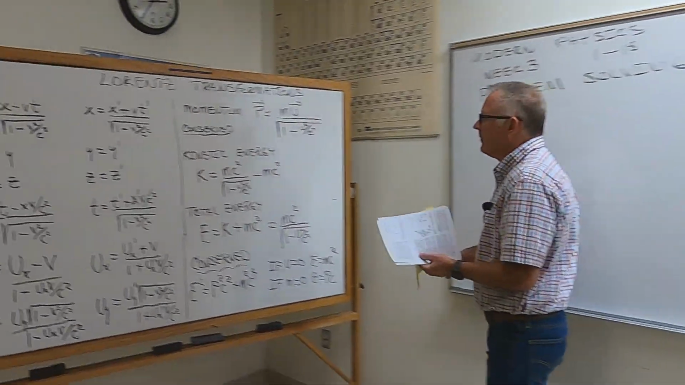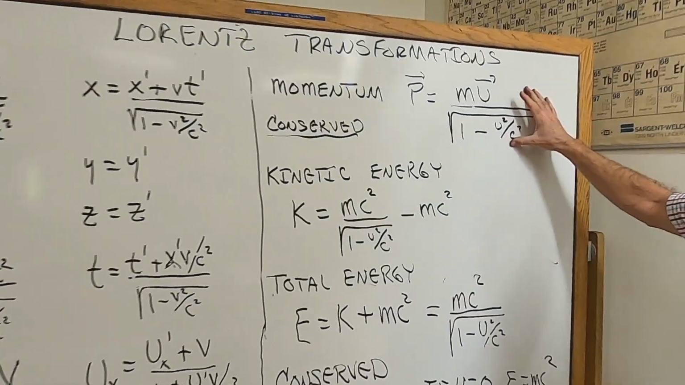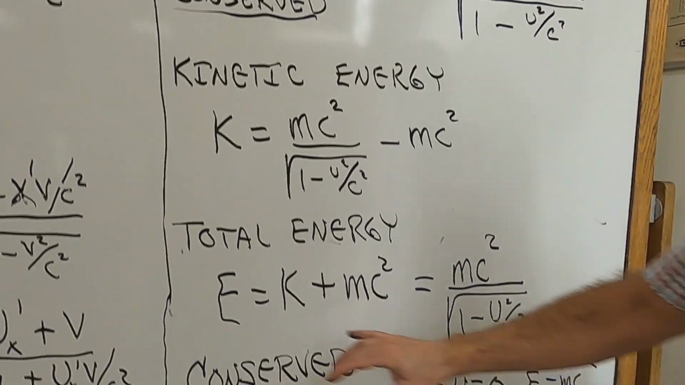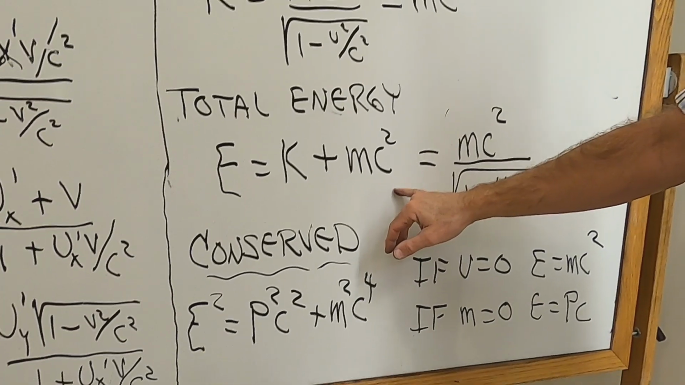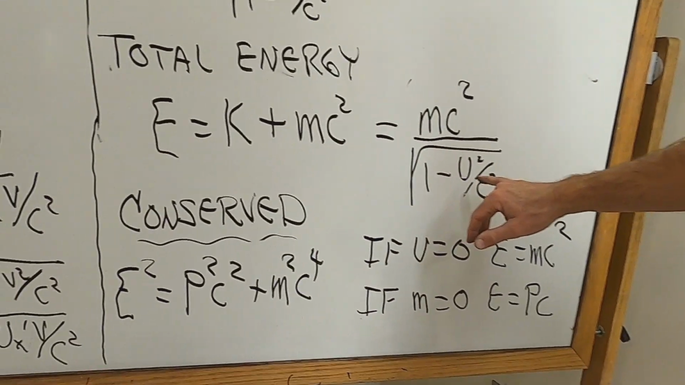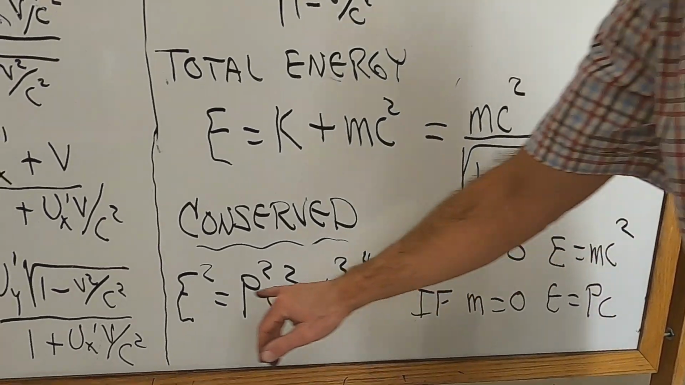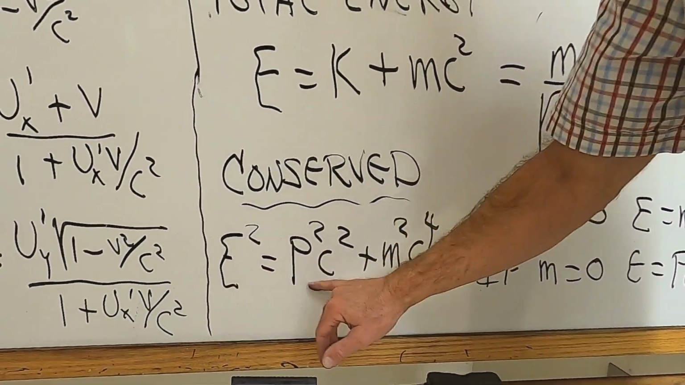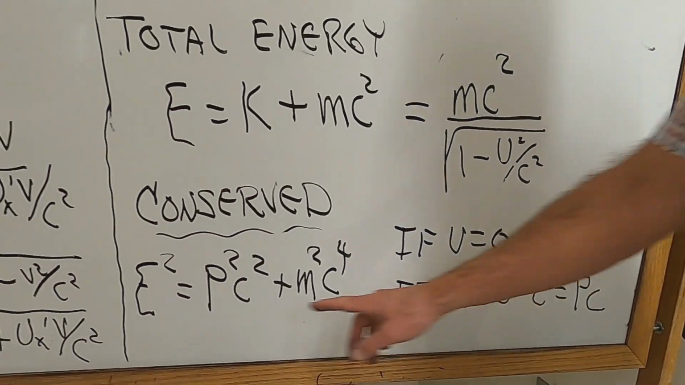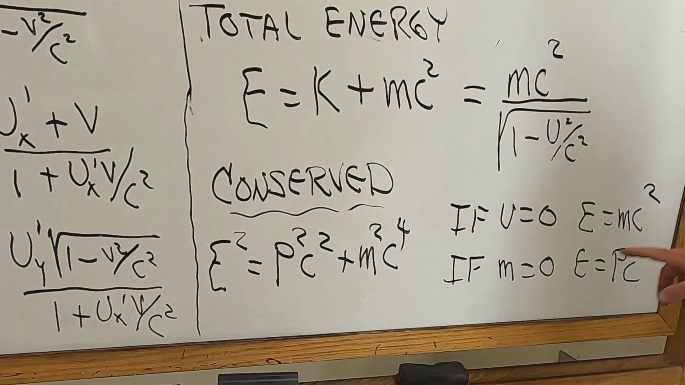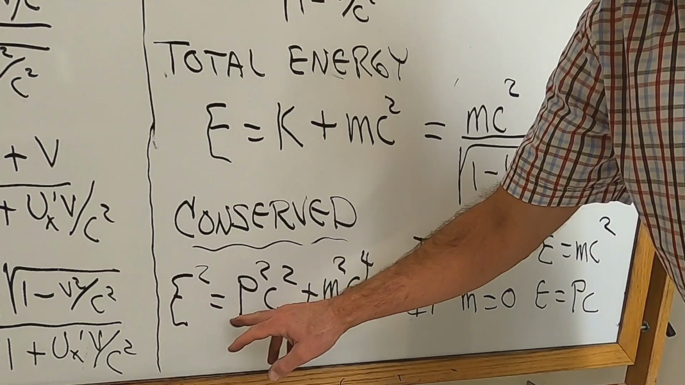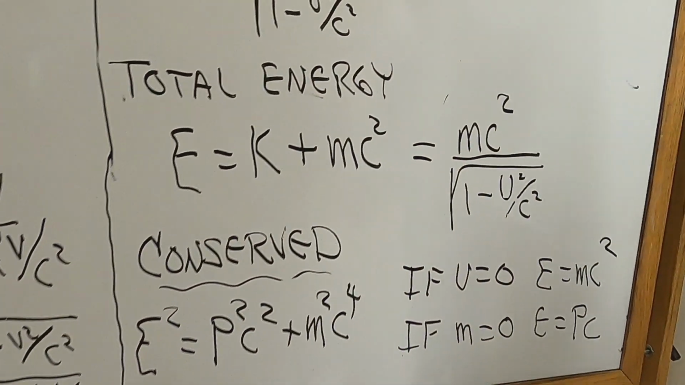Okay, so again, just reminding you, our momentum equation, momentum is conserved, and kinetic energy. We've got the total energy right here, which you can write in either one of these two forms, and it's also conserved. And then we had the relationship between momentum and energy. Remember that if you're not moving, you have no momentum, and E is just mc squared. And if the mass is equal to 0, then the energy is just p times c.